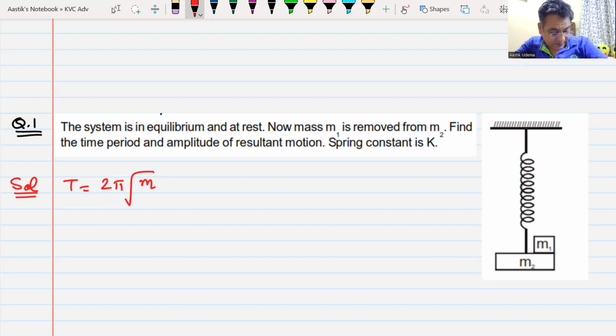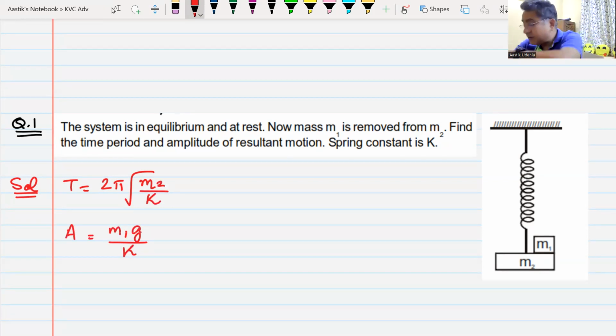M1 is removed from M2. So M2 by K, sir. M2 by K. That is the first part. What is the amplitude equal to? M1 g by K, sir. Very good. Amplitude will be equal to M1 g by K. Do we understand how this is done?